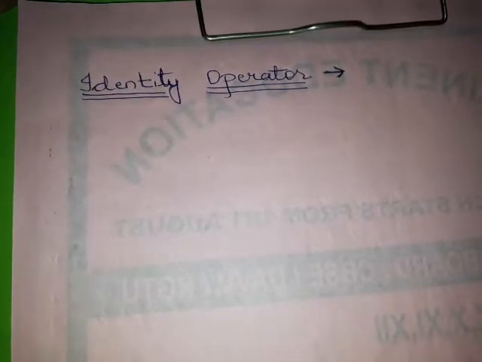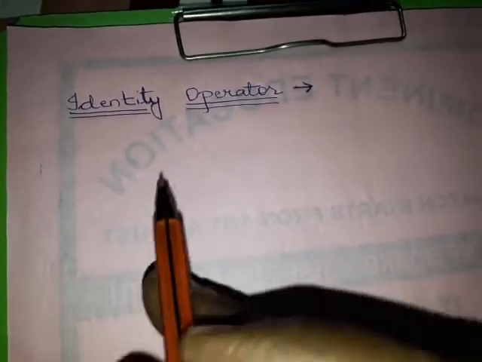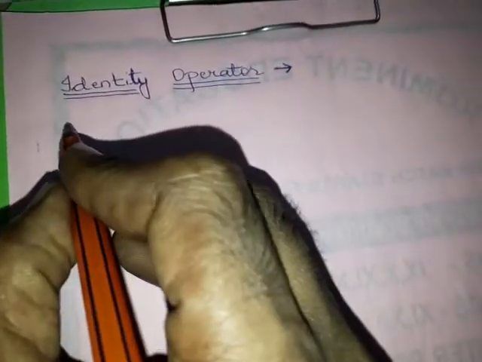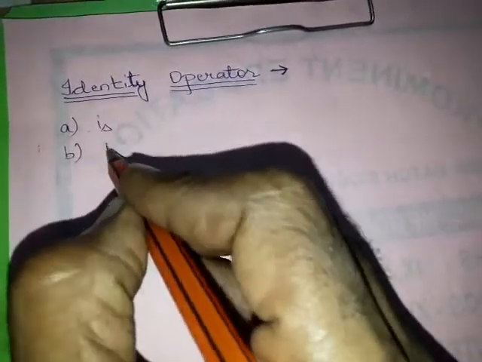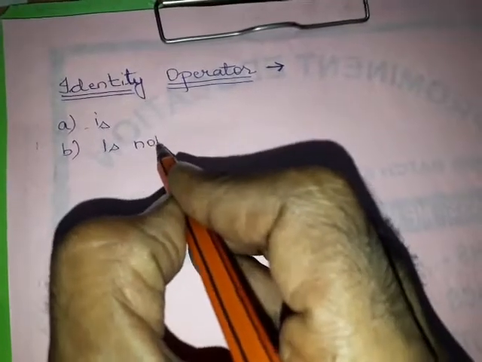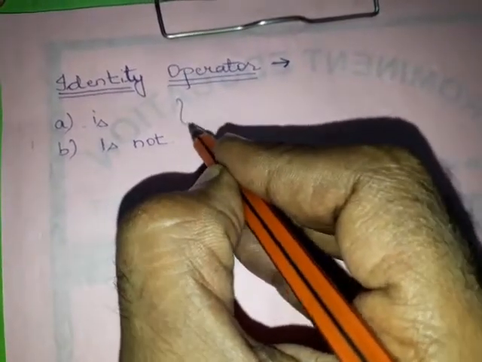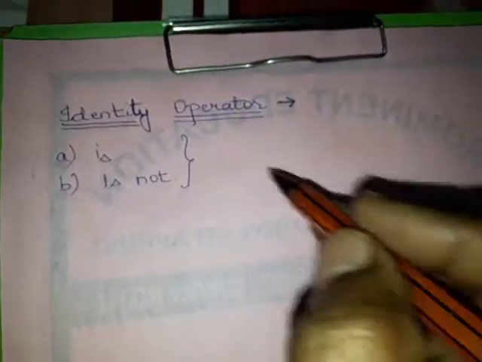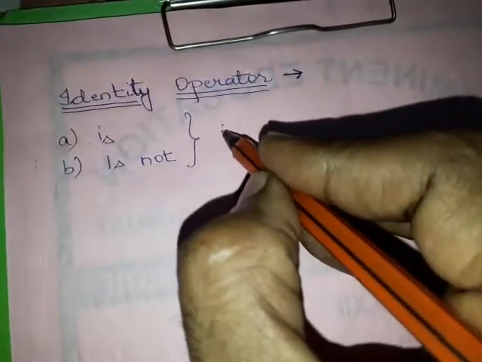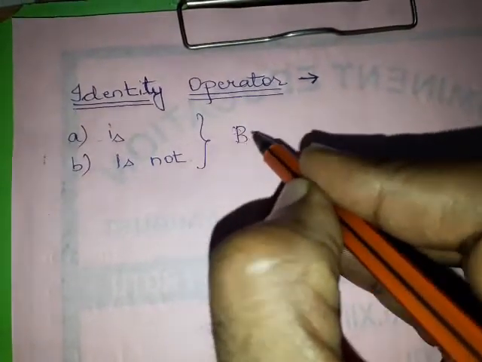We have already discussed different types of operators, such as relational operators, logical operators, and arithmetic operators. Today we will discuss identity operators. The identity operators are basically of two types: first is "is", and second is "is not". Both these operators, when applied on operands, will return a Boolean value.